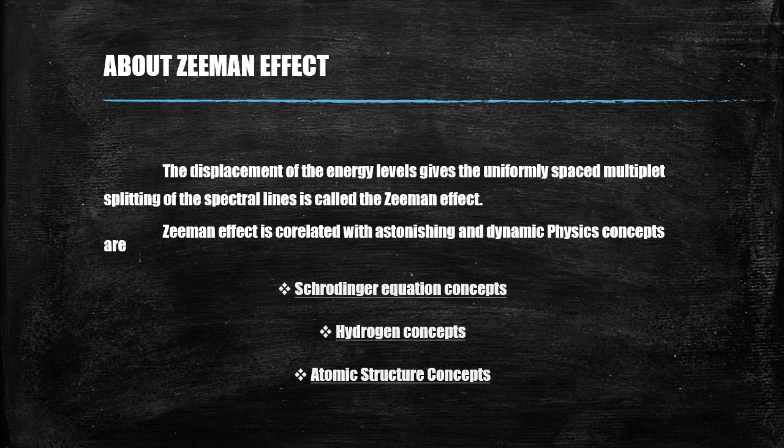Zeeman effect is correlated with many physics concepts like the Schrödinger equation, hydrogen concepts and atomic structure concepts. To understand the Zeeman effect correctly, we have to understand the Schrödinger equation, hydrogen concept and atomic concepts, because all are similar and spiral with each other.